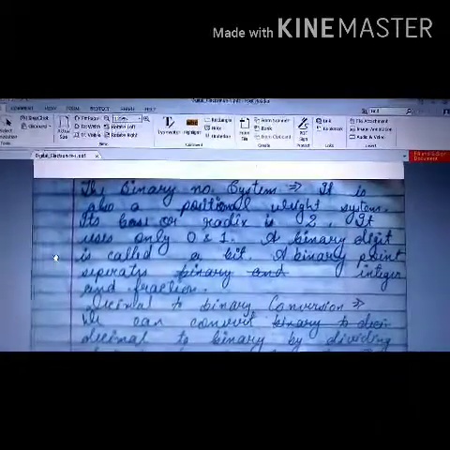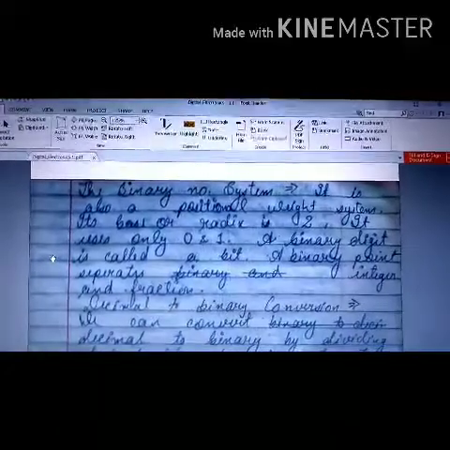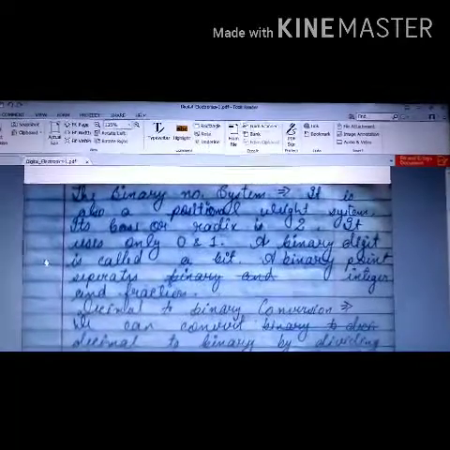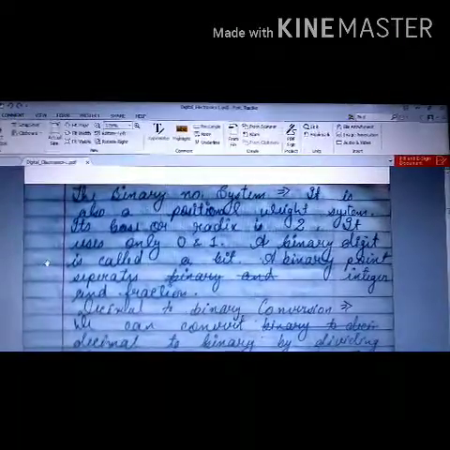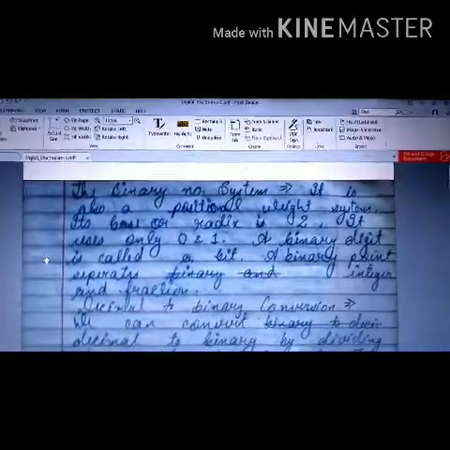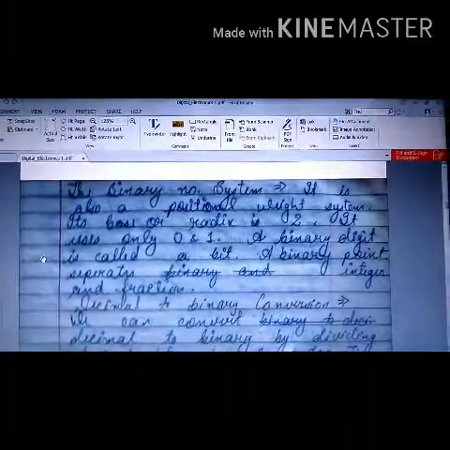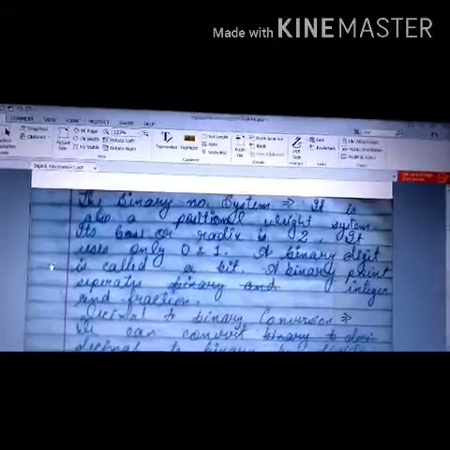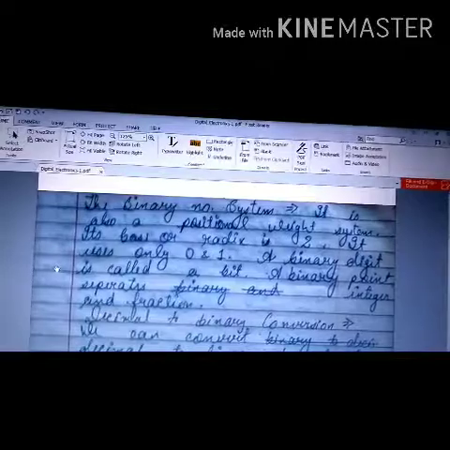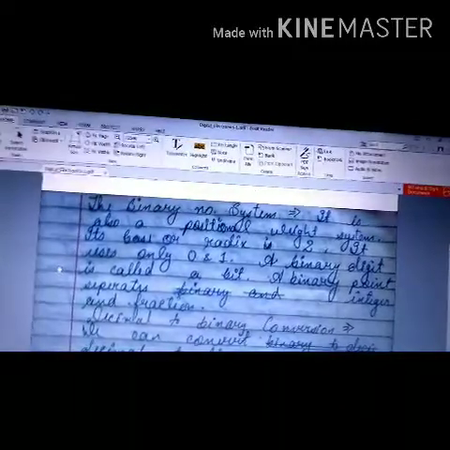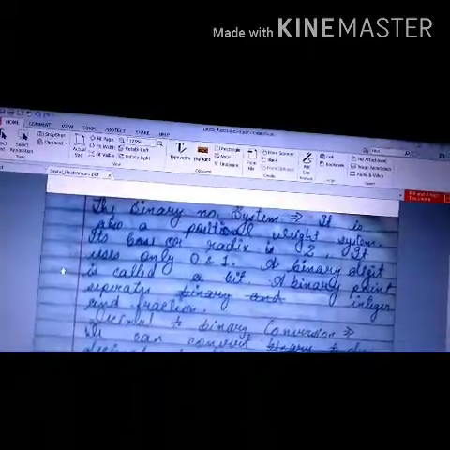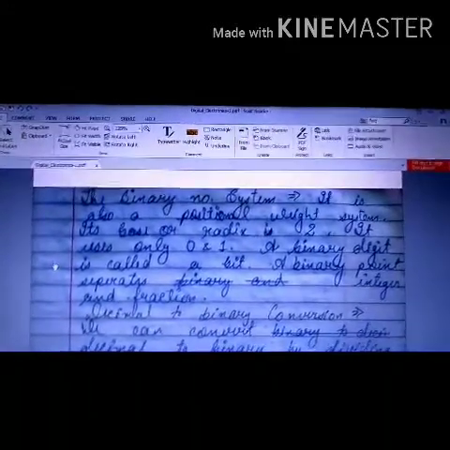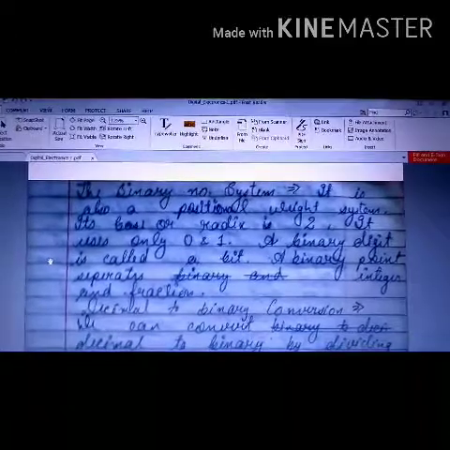So if I am writing 1111, it will not be one thousand one hundred eleven, but it will be 1111 in binary if I put a base 2 in a bracket below it. Now it is a positional weighted system, so each digit will have a weight in power of 2. So 1111 will signify 1 into 2 to the power 0 plus 1 into 2 to the power 1 plus 1 into 2 to the power 2 plus 1 into 2 to the power 3 and so on. This is what the weights of a binary number system mean.